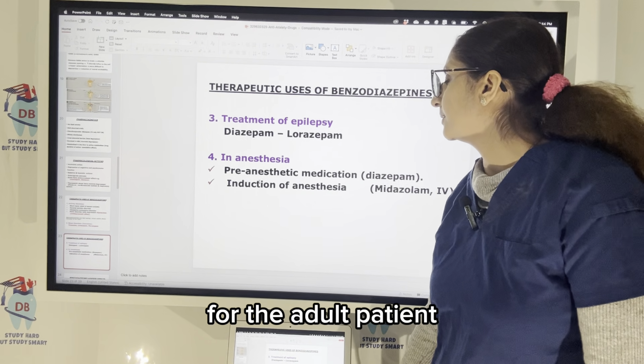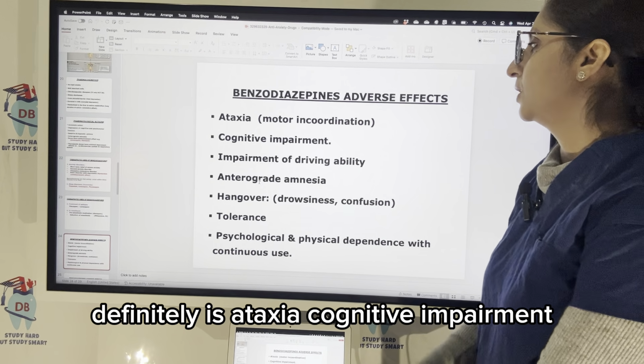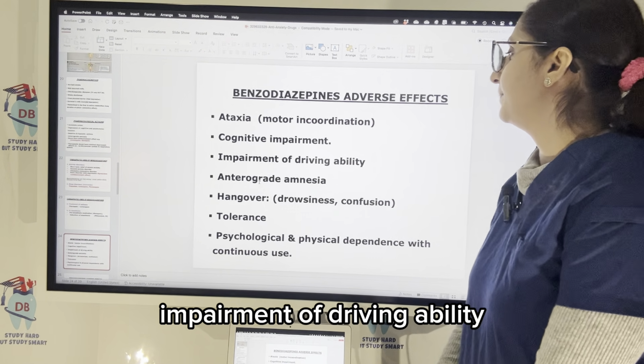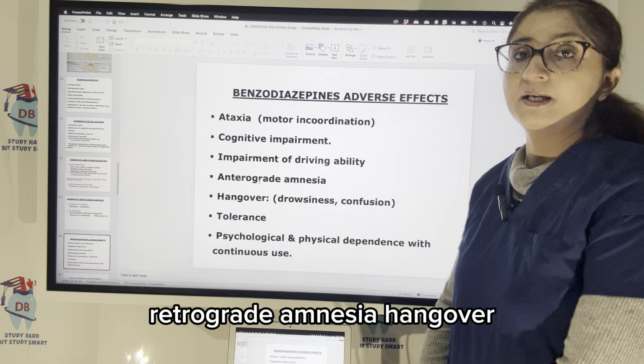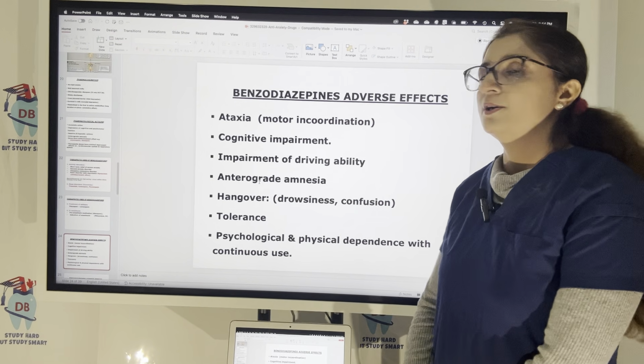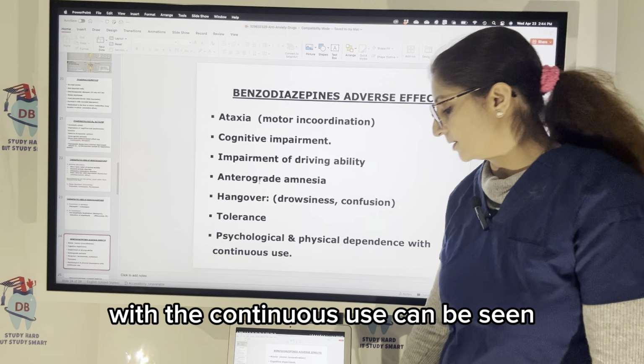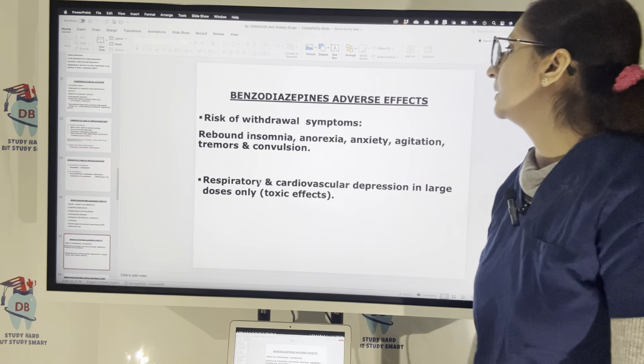Now, the adverse effects of benzodiazepines definitely are ataxia, cognitive impairment, impairment of driving ability, anterograde amnesia, hangover feeling, drowsiness, confusion, tolerance, and psychological and physical dependence with continuous use can be seen.